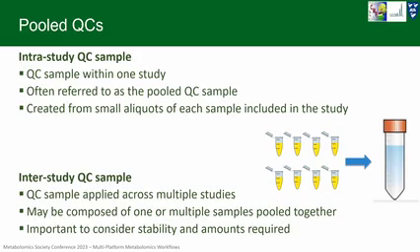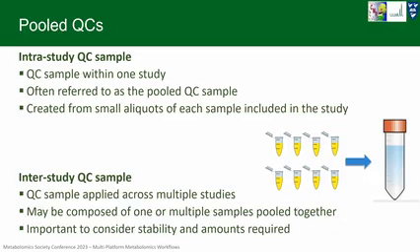So in terms of the pooled QC samples, we can have two different types here. We can have the intra-study QC sample, and this is really what we're often referring to as the pooled QC sample. It's a sample within one study, and it's created from small aliquots of each sample which are included in your entire biological study.